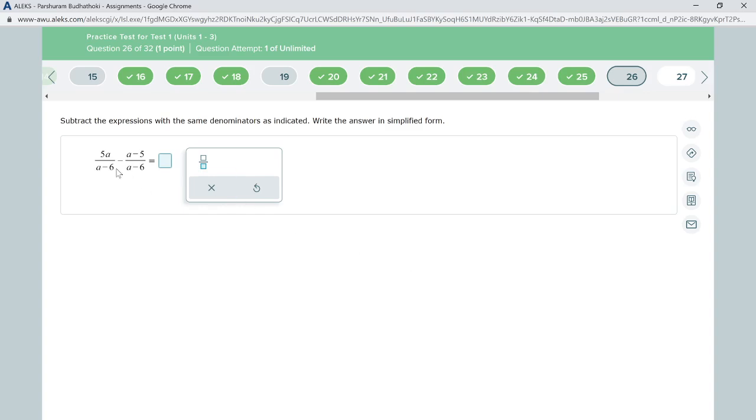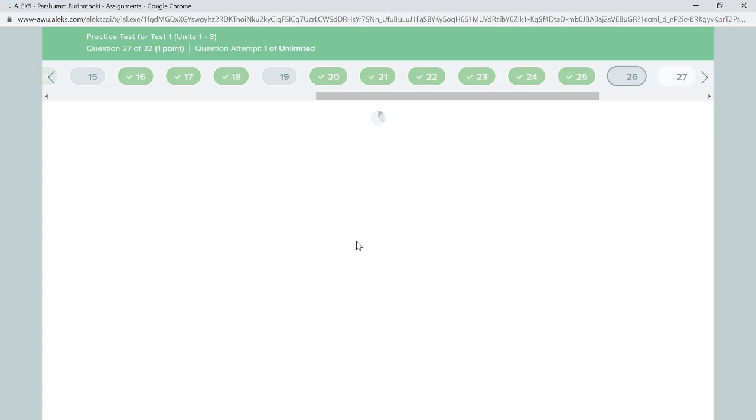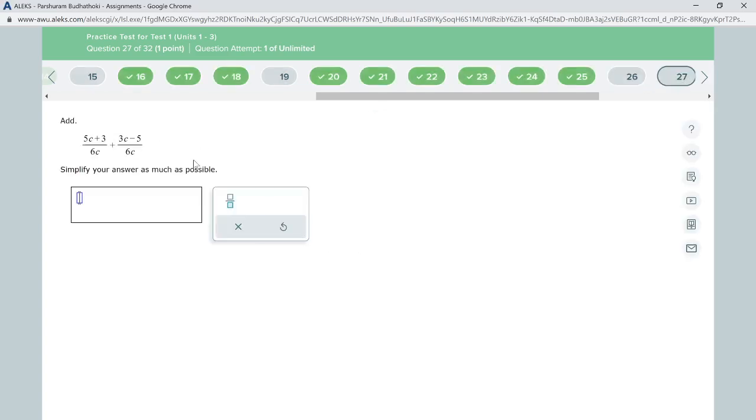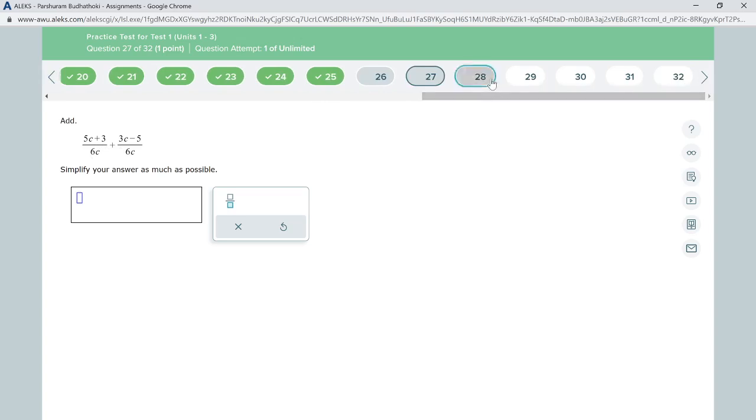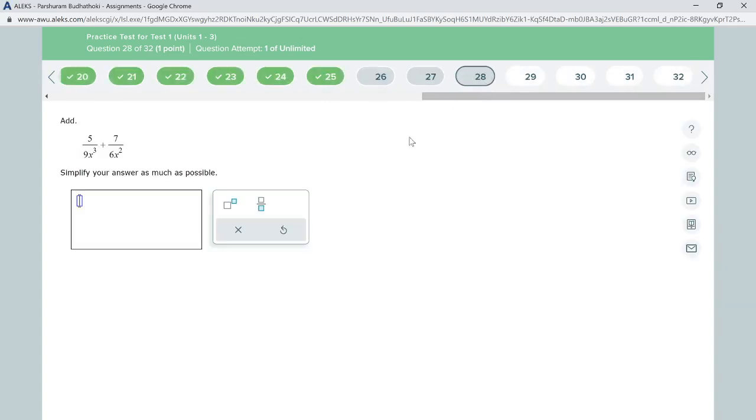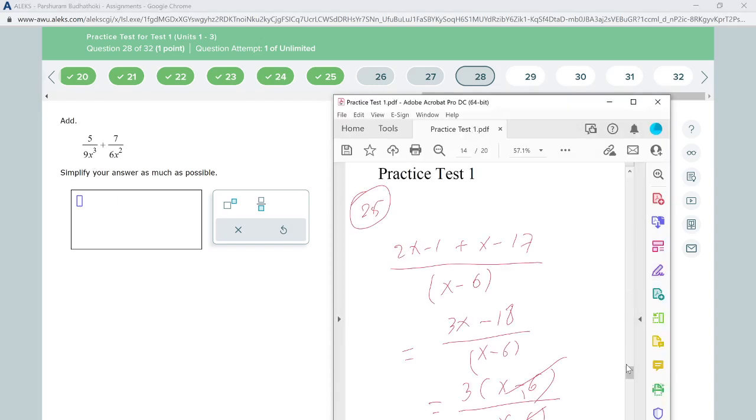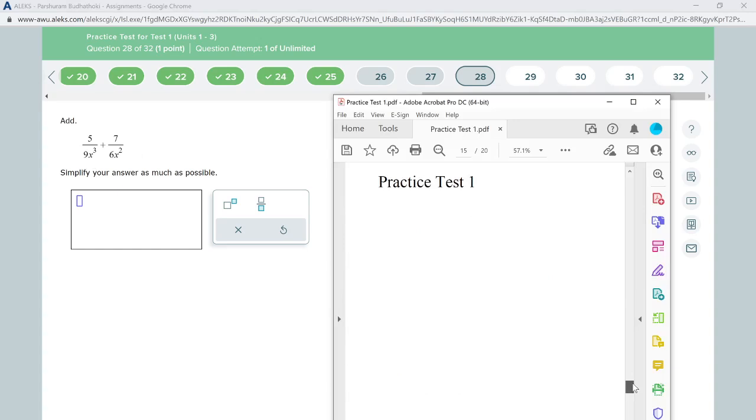This problem is very similar to the previous problem, so I'm going to skip this. Let's go to problem 27. Again, similar problem because you have the same denominator, so finding the addition is easy. Here in this case, they don't have the same denominator, so we need to find the common denominator. So this is problem 28.